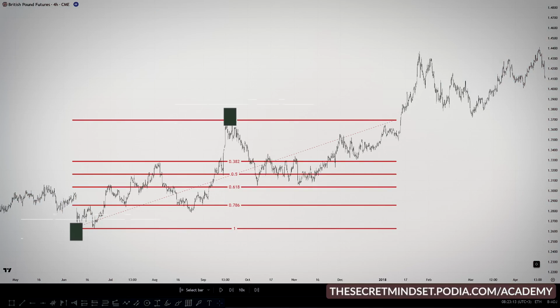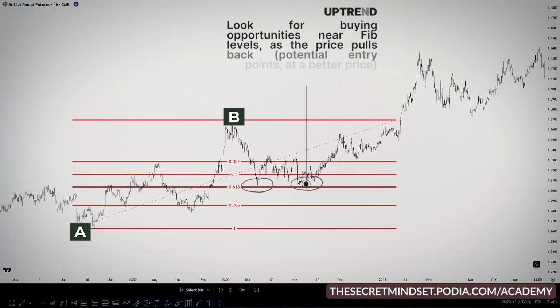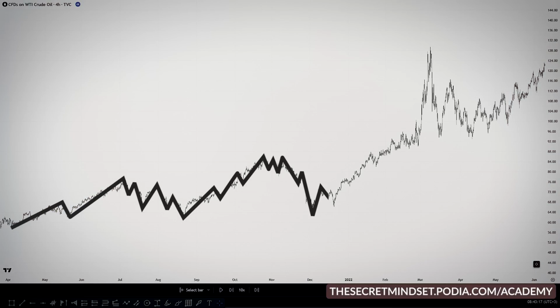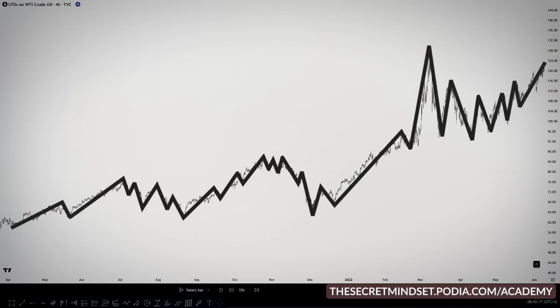When applying Fibonacci retracements, think about the market structure. In an uptrend, for example, you might look for buying opportunities near these Fib levels as the price pulls back. The idea is that the trend will eventually continue, and these retracement levels offer potential entry points at a better price. Number one rule is that Fibonacci levels work best in trending markets.